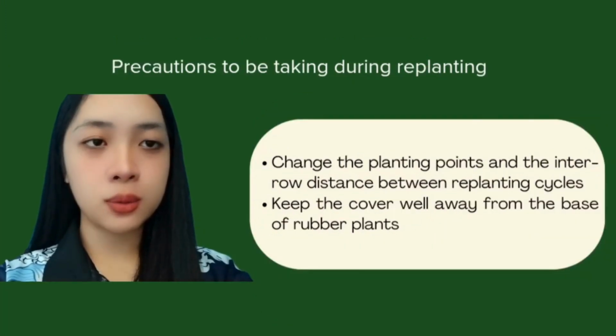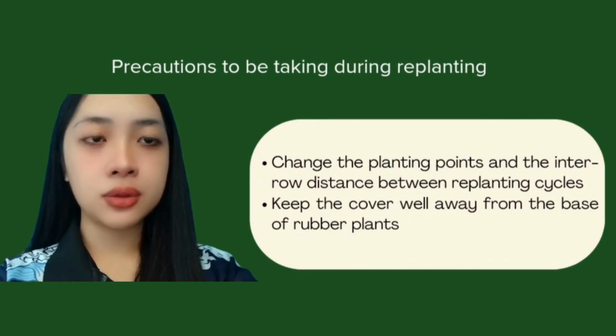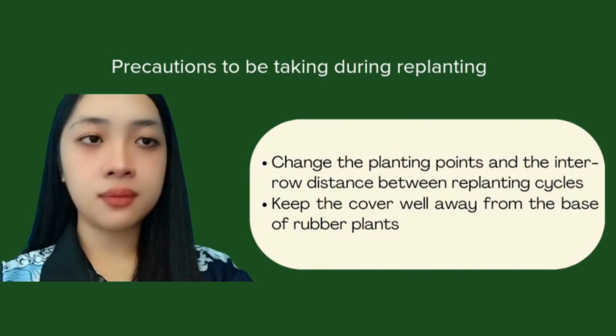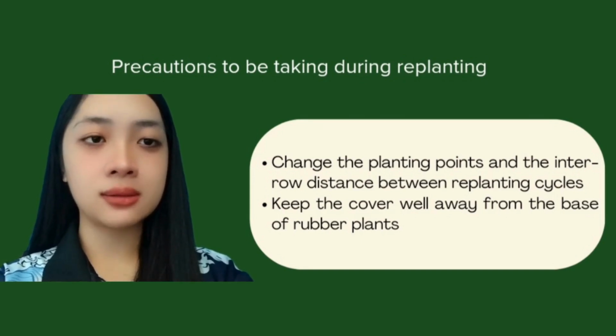Next is precaution to be taken during replanting. Change the planting points and the interrow distance between replanting cycles. This helps to reduce the incidence of the disease as it will take a longer time for roots of new plants to contact the old infected roots. Then, keep the rubber well away from the rest of the rubber plants.